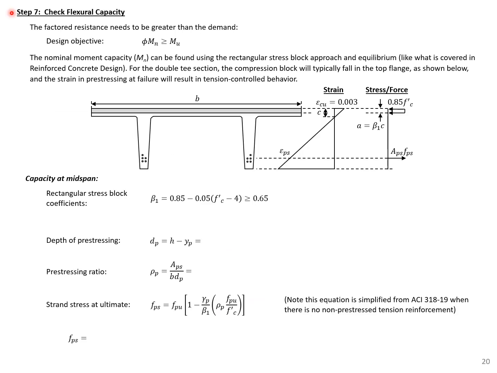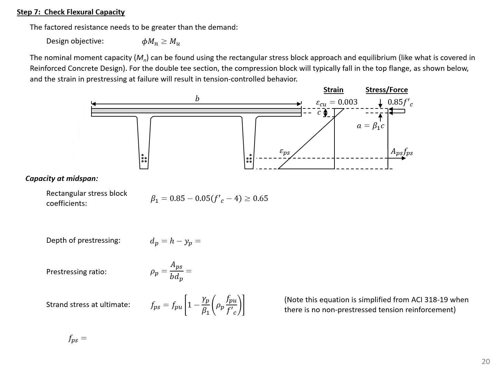We can now move on and check the flexural capacity of our section. Our design objective here is to make sure that phi Mn is greater than or equal to Mu along the length of the beam. We're going to use the rectangular stress block approach and equilibrium, similar to what we do in a typical reinforced concrete design. The one difference is that we'll need to calculate a stress in the strand using this equation here from ACI. There are other procedures to find the flexural strength in prestressed concrete members, but what I'm showing is the simplest.